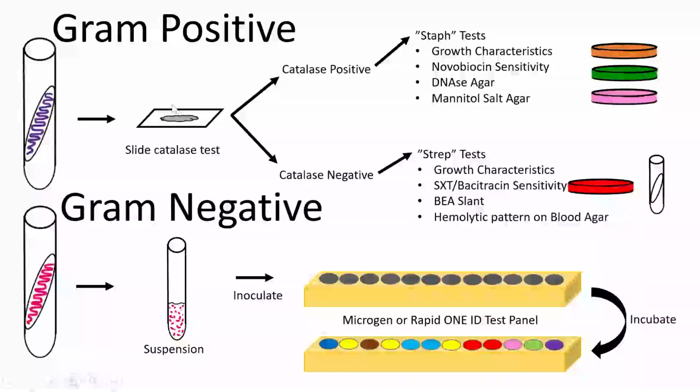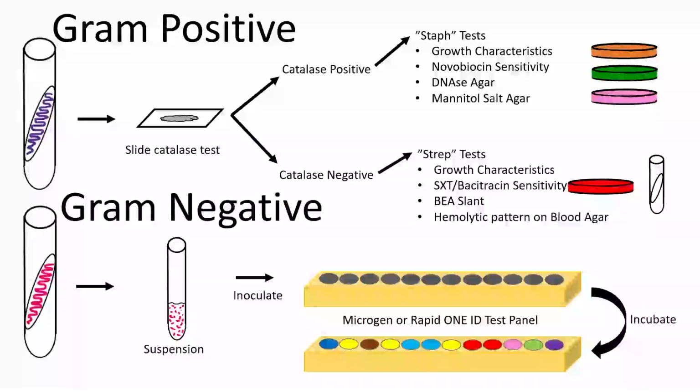You're going to check with your TA that you have the correct gram organism, so gram positive. If it's gram positive, you do a catalase test, make sure that you have the right catalase result. If it's catalase positive, you're going to get these tests. If you're catalase negative, you're going to do these tests. And if you are gram negative, you're going to do a microgen test. You guys don't have to do the rapid ID ones, just do the microgen ones.